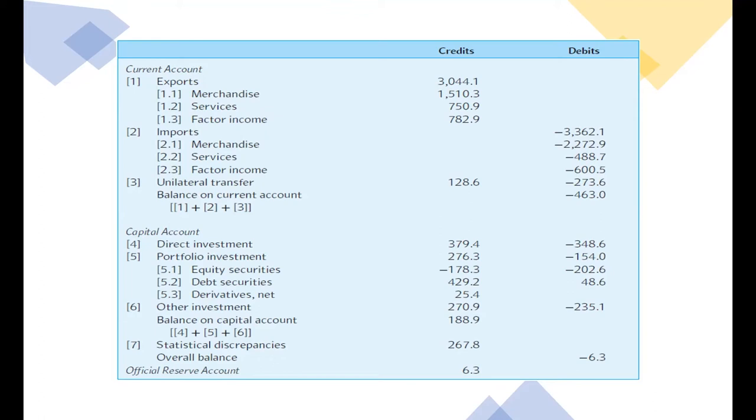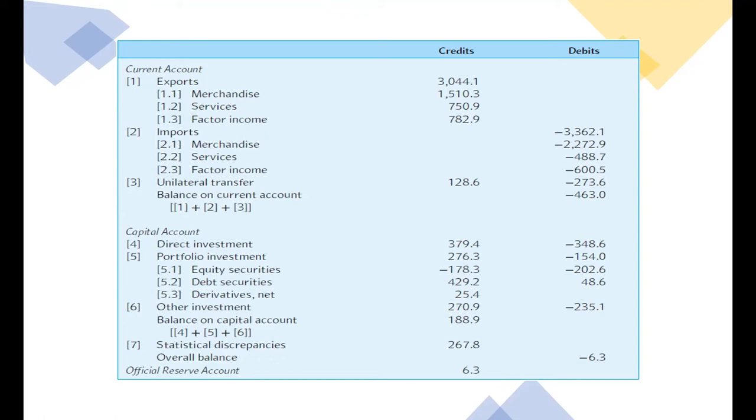So the current account balance would be the sum of all the positive and all the negative transactions. That is sub-account one plus sub-account two plus sub-account three. That would be your current account balance. In this particular case, it is coming out to be negative 463. What that means is that when I sum up all the imports and all the exports, the imports exceed the exports by 463. So there is a negative current account.